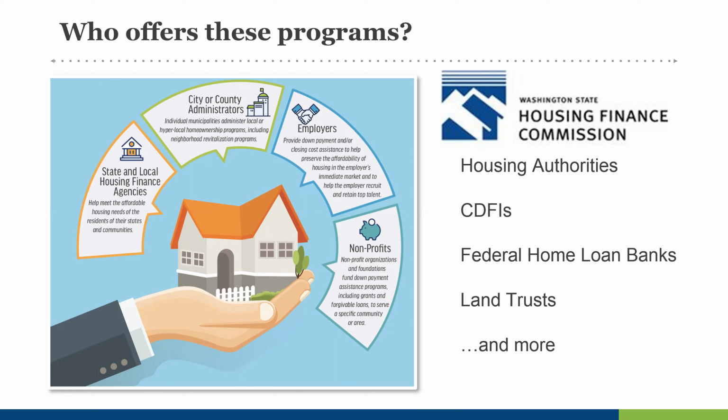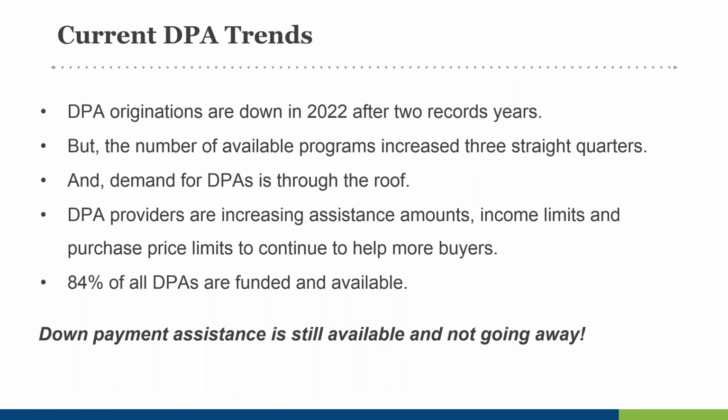What we do is track and monitor all of those programs to make sure that when you are seeing down payment assistance information in your MLS, you are seeing current, up-to-date information about those programs. Now, what's going on with DPAs broadly? And then we're going to look at the greater Spokane market.